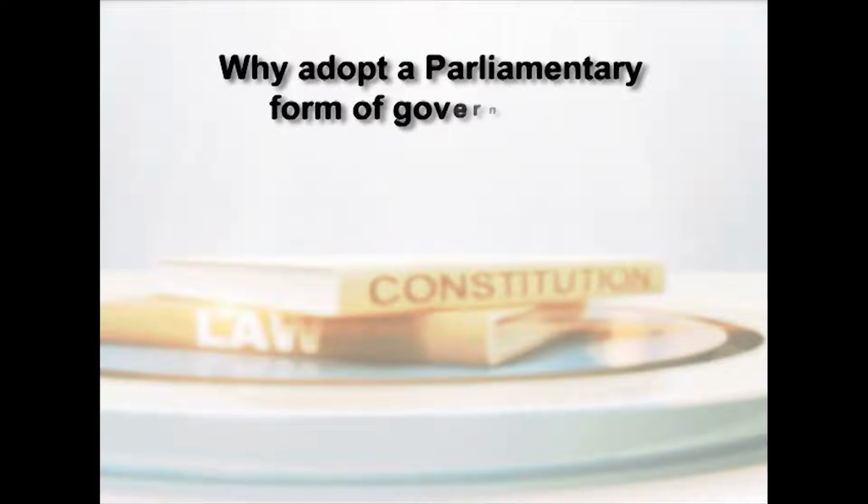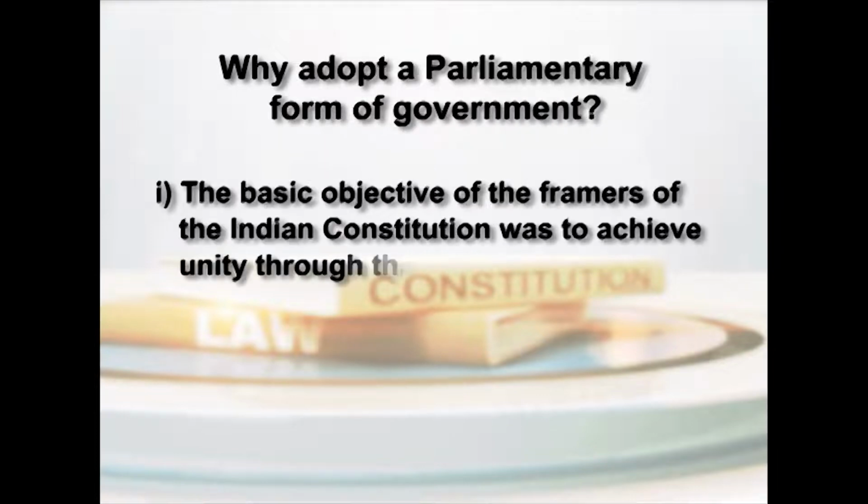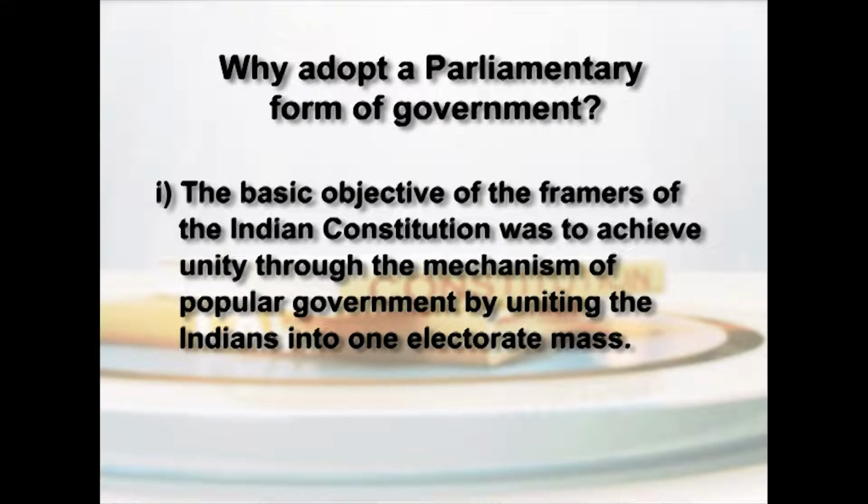First of all, the basic objective of the framers of the Indian Constitution was to achieve unity through the mechanism of popular government by uniting the Indians into one electorate mass. The framers of the Constitution also wanted to provide direct representatives of the people and also to ensure the universal adult franchise, which culminated in none other than a parliamentary system of government.